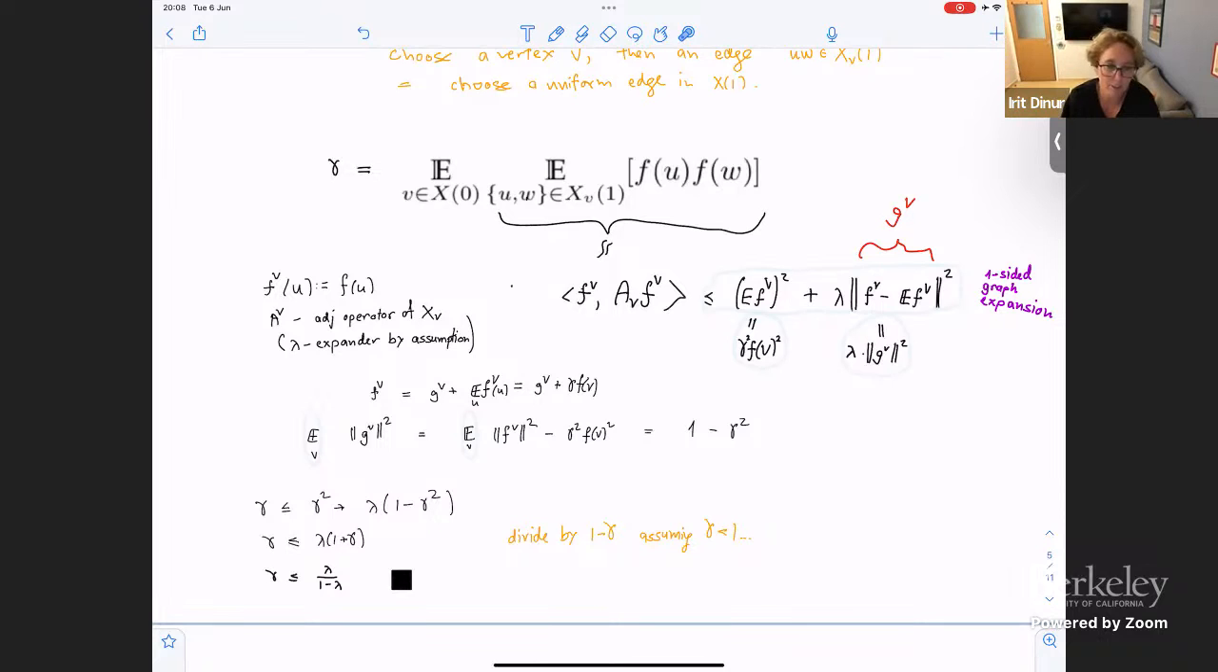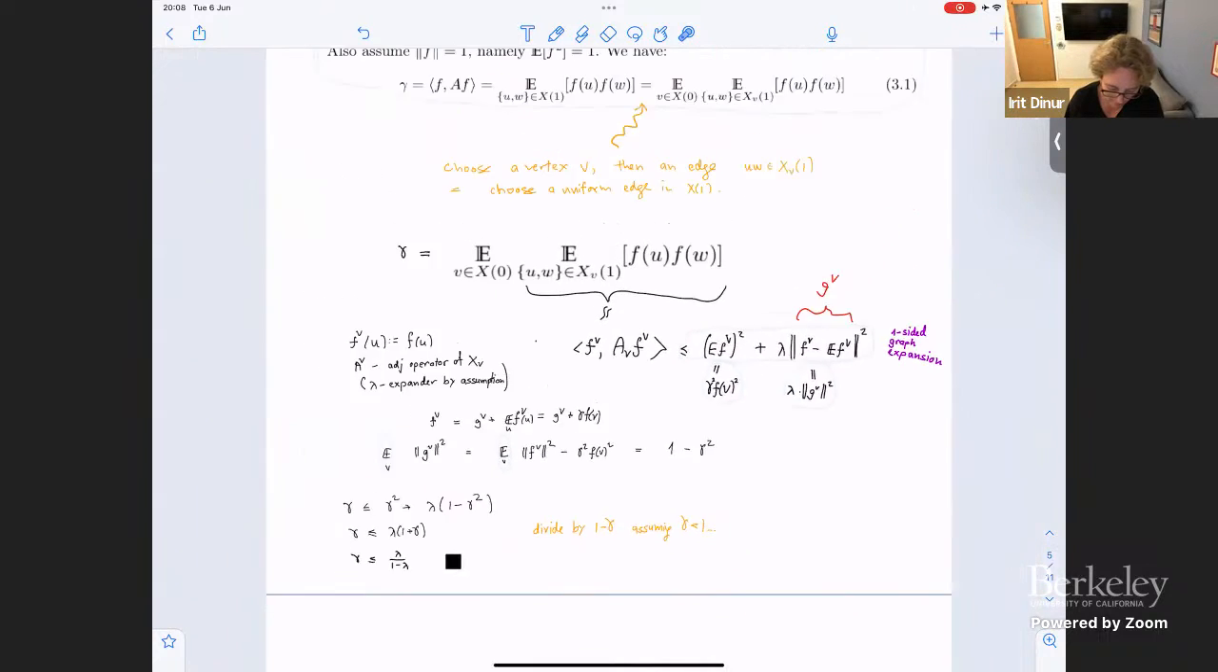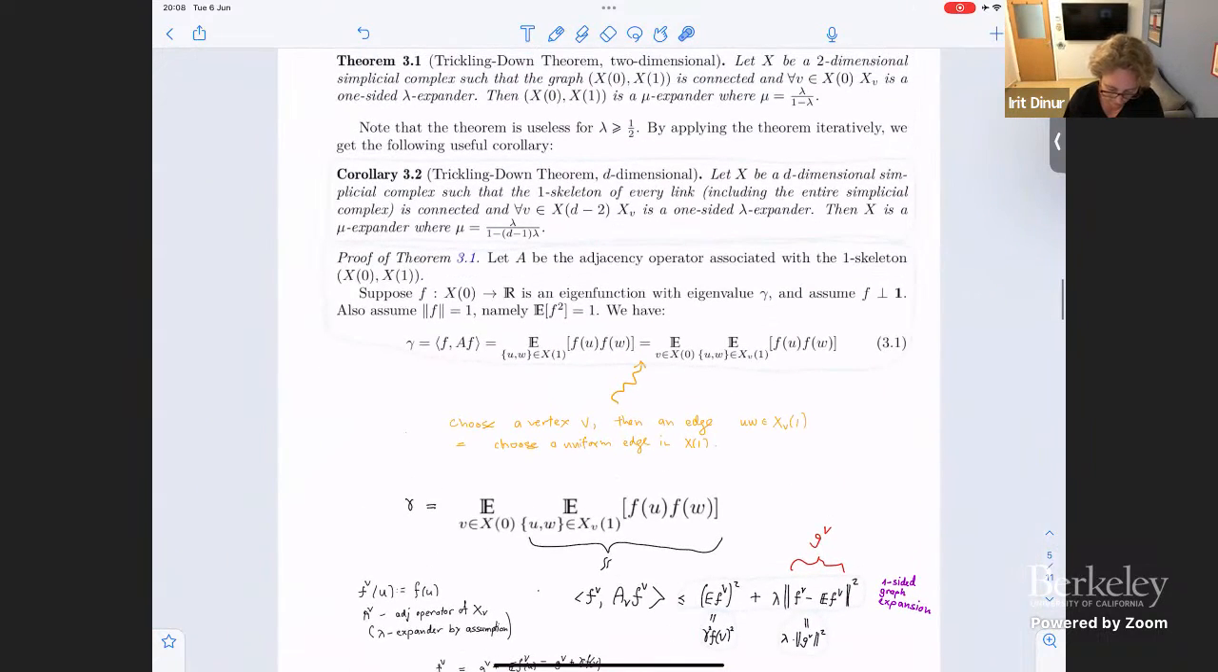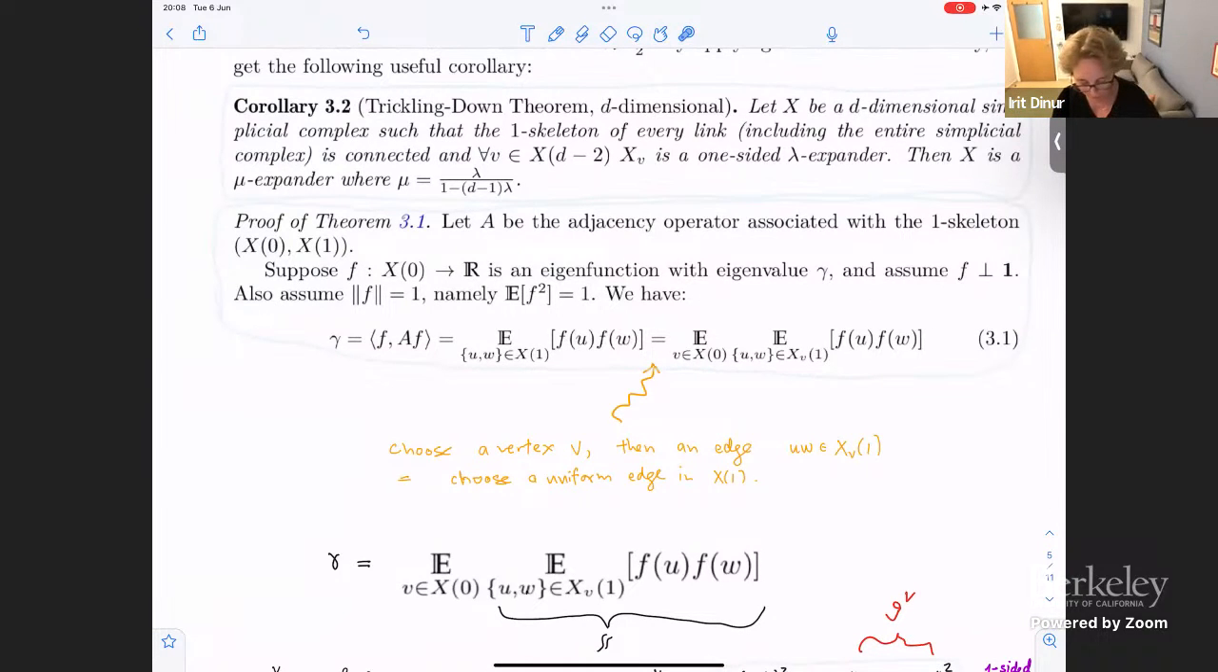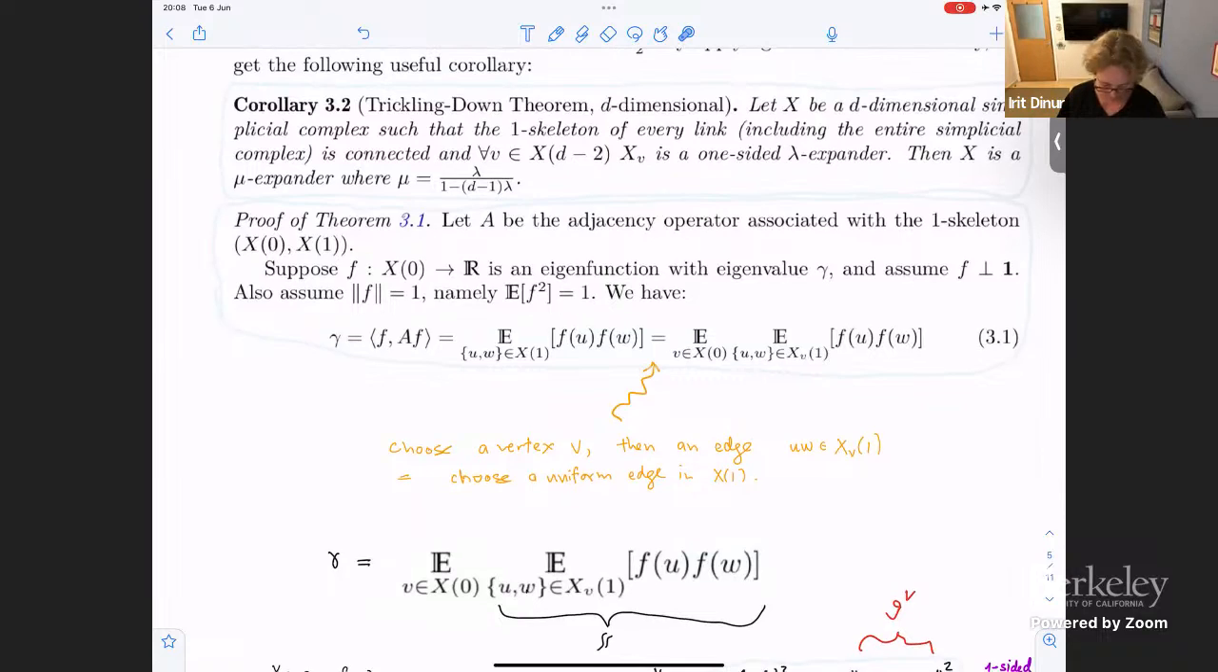One way to understand this proof is that I think the key step is that we managed to break the expectation over a typical edge here in the center into a bunch of local expectations, and then we managed to use the knowledge that we had about the links. And that's how the expansion in the links was strong enough to force global expansion. I think it's quite remarkable.